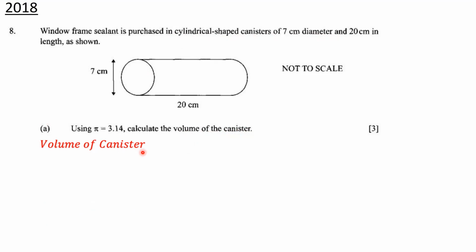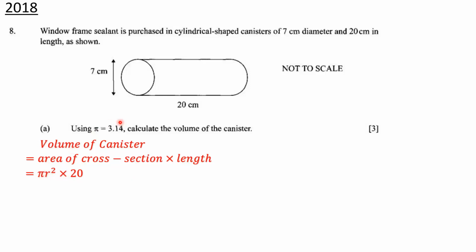Now the volume of a prism is the cross-sectional area, or the area of the cross-section, multiplied by the length. In this case, the cross-section is a circle. The formula we should use is the area of a circle, because the cross-section of this cylinder is a circle. So the area of the cross-section is going to be pi r squared, and the volume is pi r squared multiplied by the length. Okay, that's the volume of the cylinder.